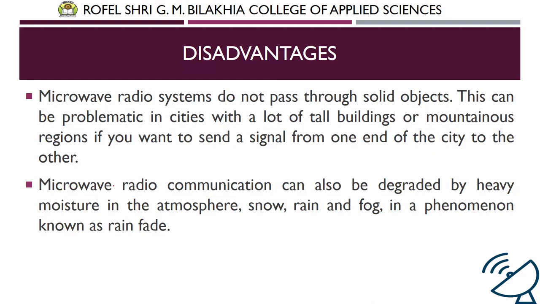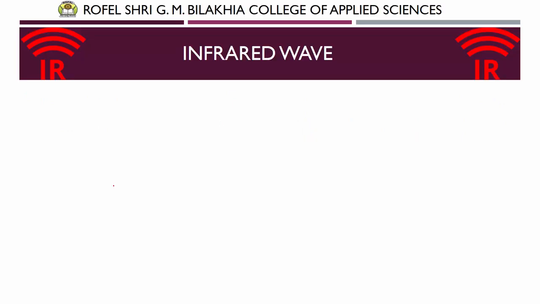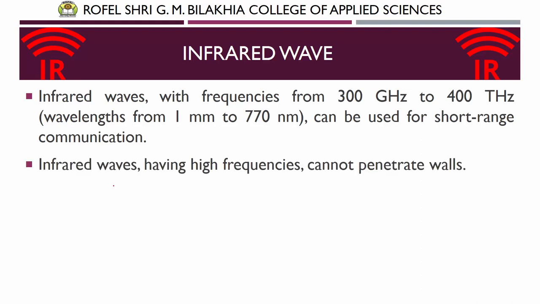Now move forward to the infrared wave, that is third unguided media. Now infrared wave with frequency from 300 gigahertz to 400 terahertz. Now it can be used for short range communication, and infrared wave having high frequency and cannot penetrate wall, right? So ek advantage hai, because one system to another system, like short range communication hota hai one room mein, so that communication cannot affected by another system in the next room, right?